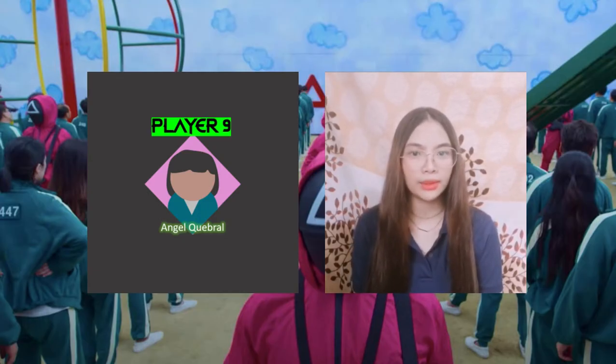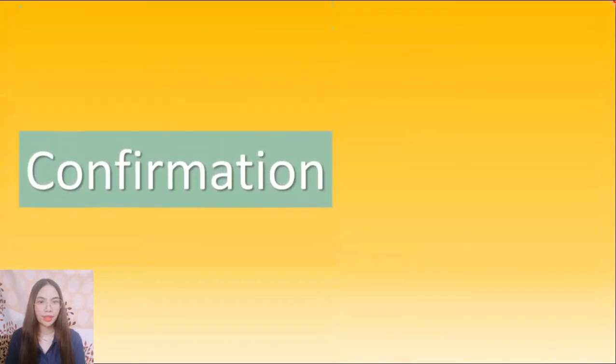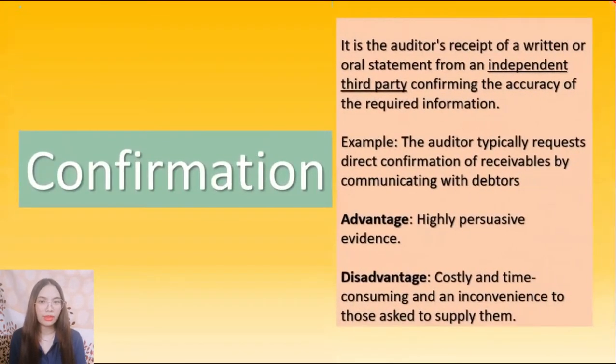We're down to the last two audit procedures, evidence gathering techniques discussed in Chapter 10. First, confirmation. It is the auditor's receipt of a written or oral statement from an independent third party confirming the accuracy of the required information. The key information that we need to remember in this definition are it is an auditor's receipt of a written or oral statement. So, receipt, what do you mean by receipt?